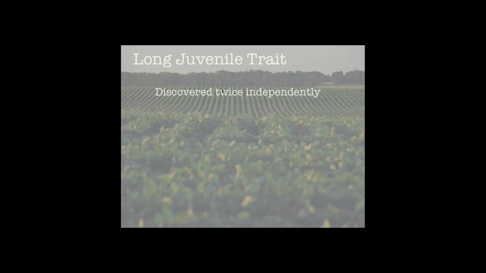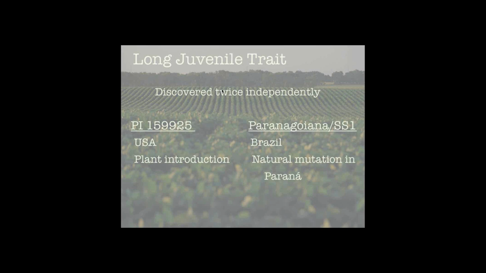The long juvenile trait was discovered twice independently, once in PI 159925, and another time in Pranagoyana and another variety, SS1, which kind of go together. These were both observed on different continents. PI 159925 is a plant introduction line, whereas Pranagoyana and SS1 were just natural mutations in the Brazilian release variety Parana. And I was told that I don't pronounce that properly, so I apologize, Everson, for my strong American accent with your Brazilian lines.